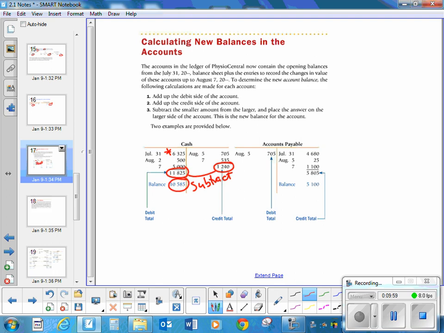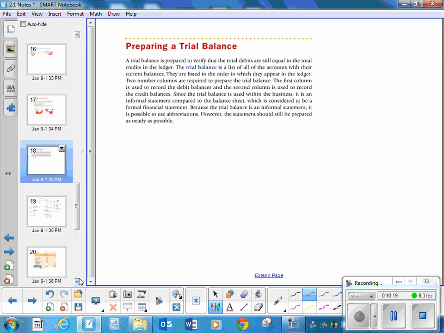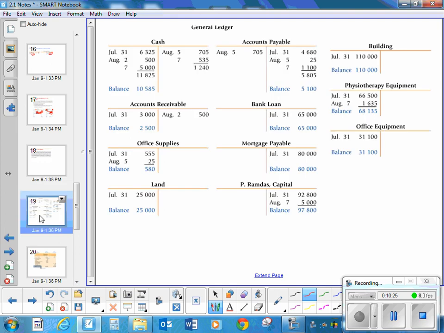Same thing with accounts payable. You take your two sides and you total them up. You subtract them. Accounts payable has a normal credit balance. That's how come the balance has to be written on the credit side. And you do that for each and every one of your accounts. Now what we want to do before we make an official balance sheet is we want to make a trial balance. So we're going to take everything off of here. You see your balances here.